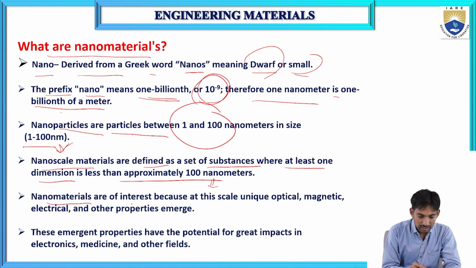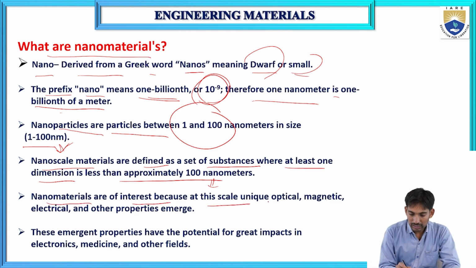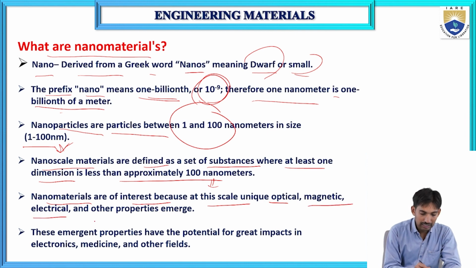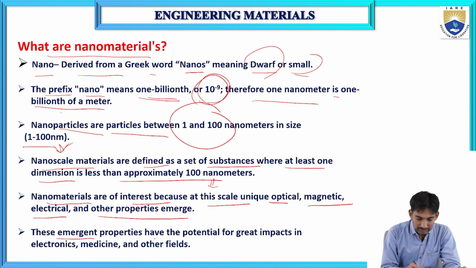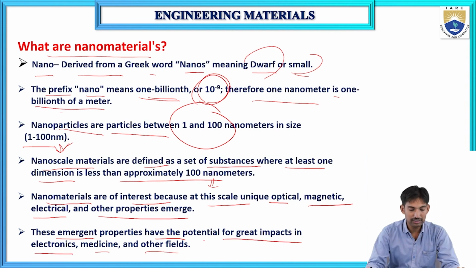The nanomaterials are of interest because at this scale, unique optical, magnetic, electrical and other properties emerge. These emergent properties have the potential for great impacts in electronics, medicine and other fields. Because of these properties, nanomaterials are very helpful in electronics and medicine, and show great impact in these fields.